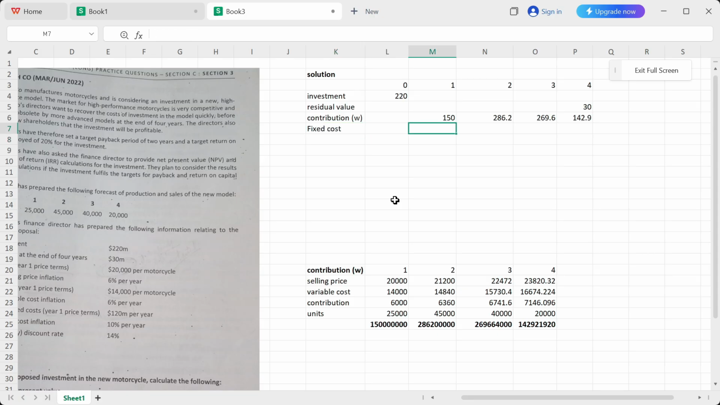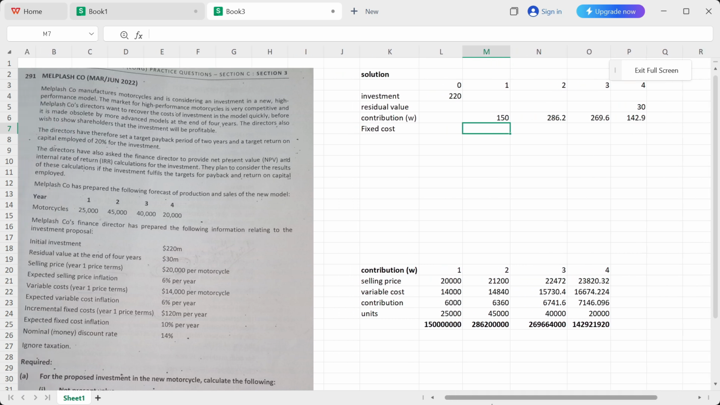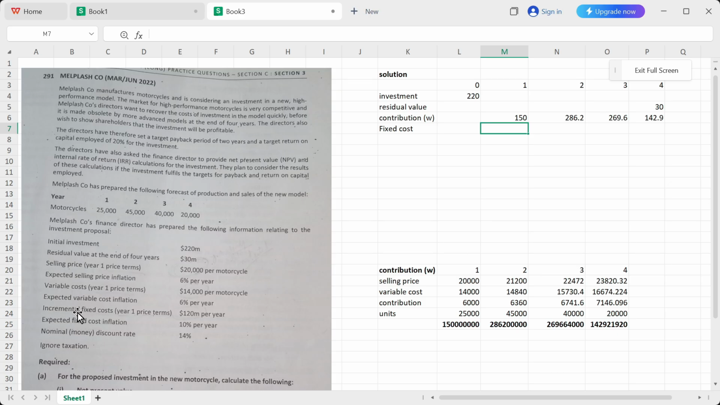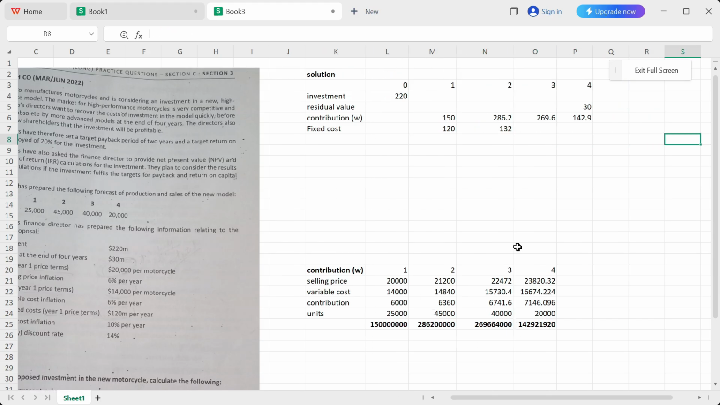All right. So, how do I write the fixed cost? You guys can see that for fixed cost, they're saying that over here, incremental fixed cost year 1 price from 120 million. So that means that for year 1, it's going to be same 120. And from year 2, you're going to increase it by how much? By 10% every year. So just select 120 times it by 110% because it's increasing by 10%, right?